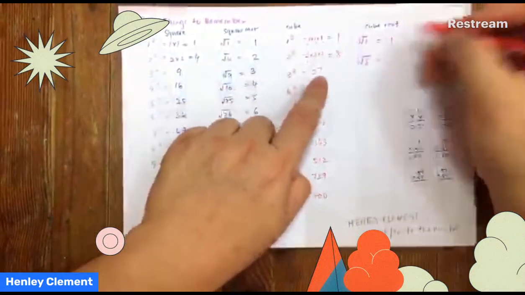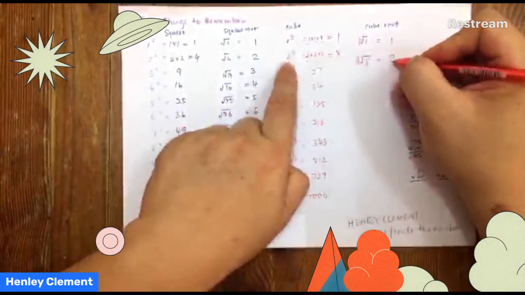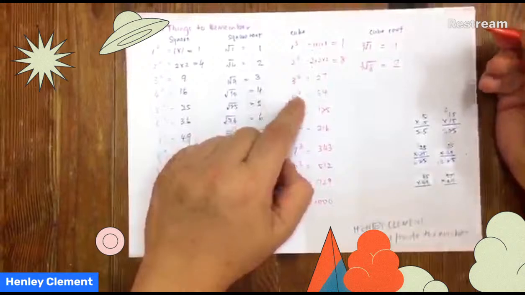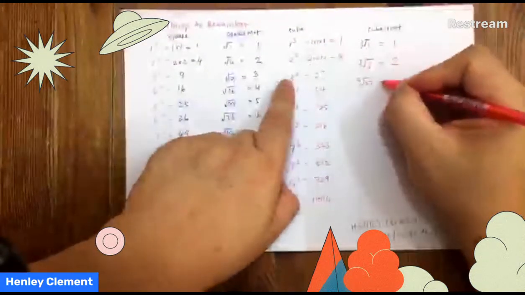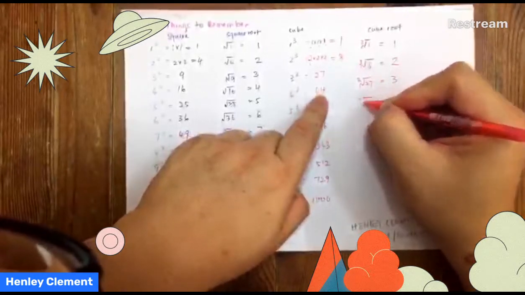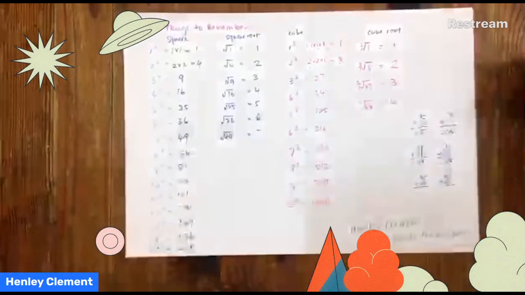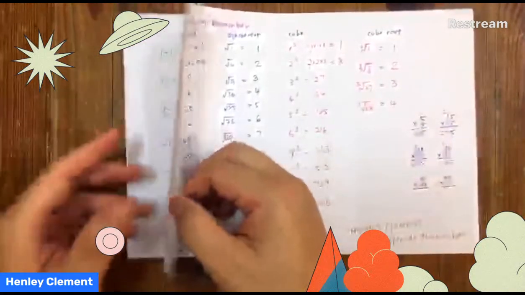Okay, and then 8. Where's the 8? Yeah, this is 8. So the cube root of 8 will be 2. Okay, same thing happens if I put 27, then the answer should be written as 3. And then this is 64, and it is written as 4. Okay, so you can do the rest. I'll let you do it later.